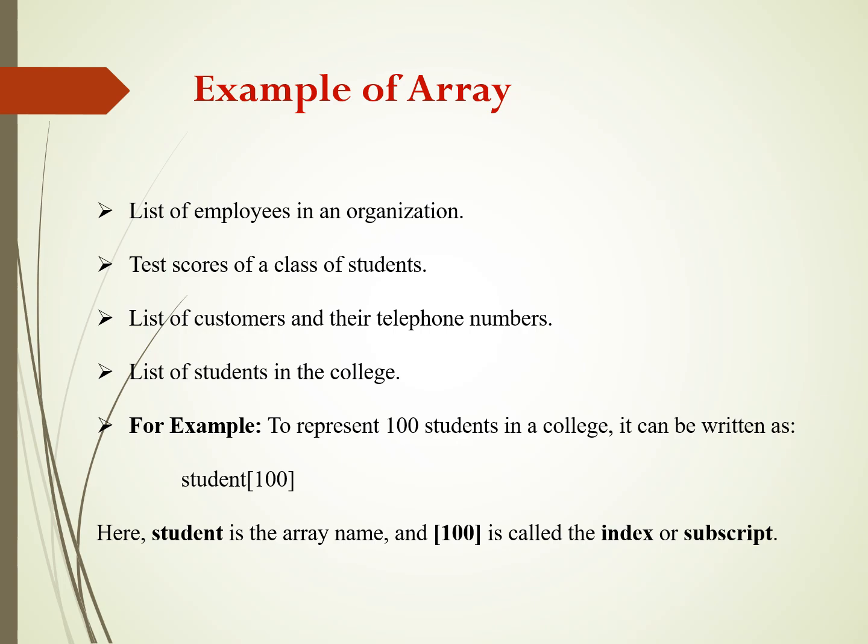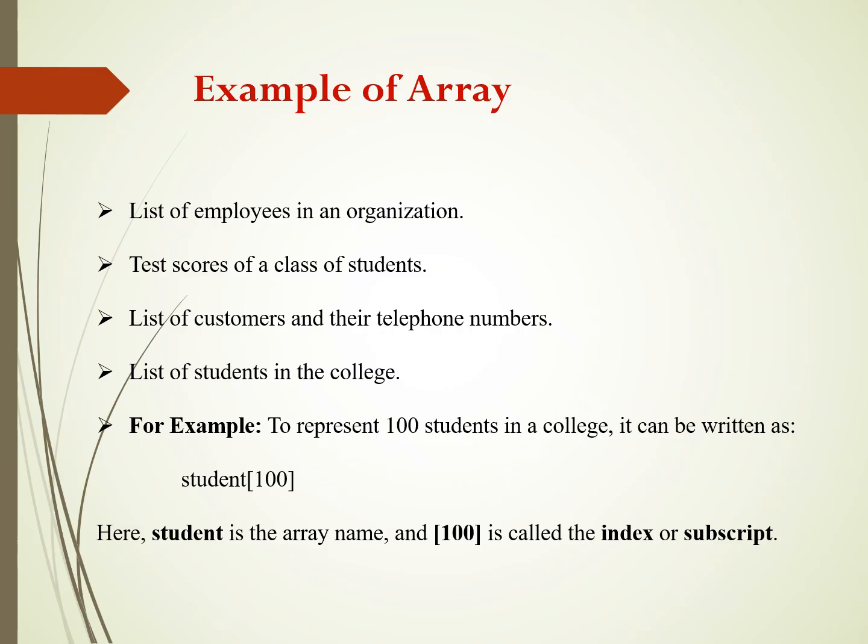Suppose we want to represent 100 students in a college. We can write student, then in square brackets we have to write down the size of the array. Here, student is the array name. It identifies the entire collection of student data. The number 100 represents the size of the array, which means that the array can store data for 100 students.